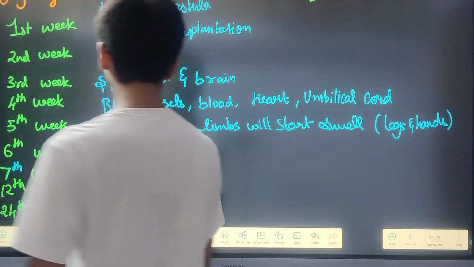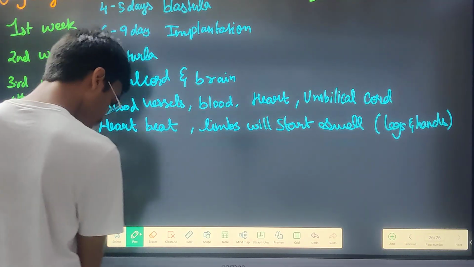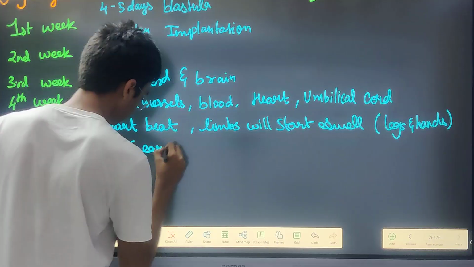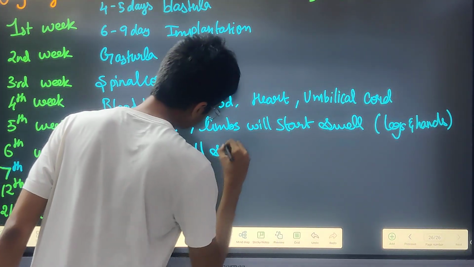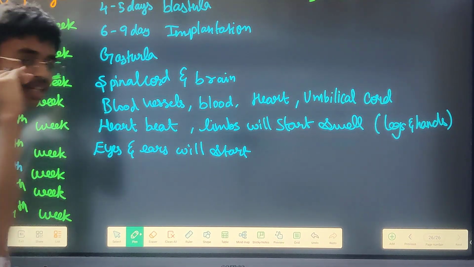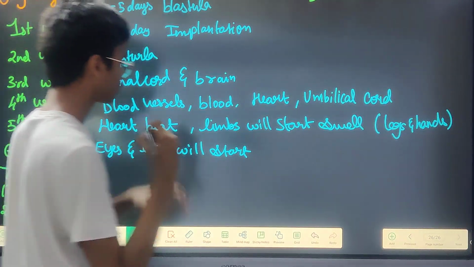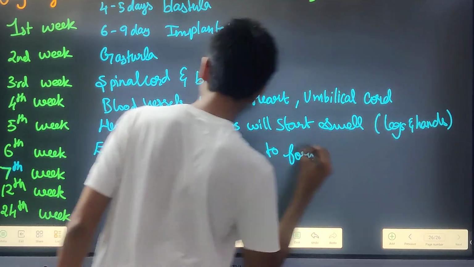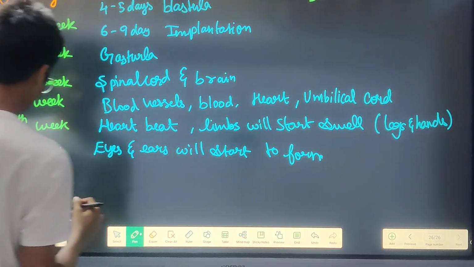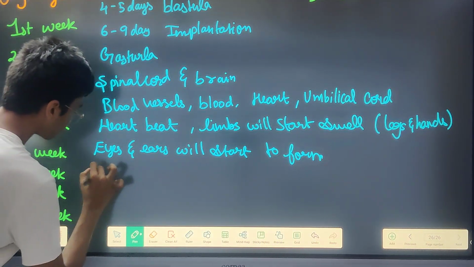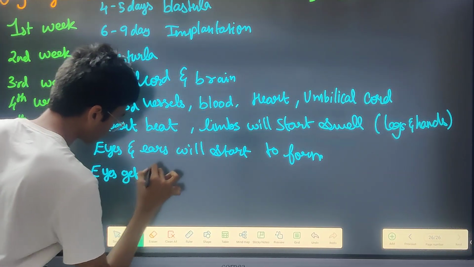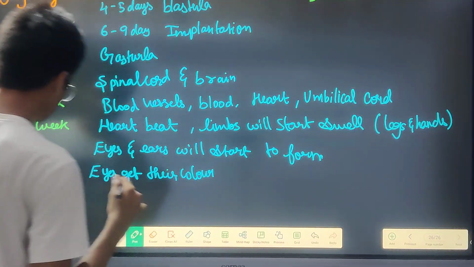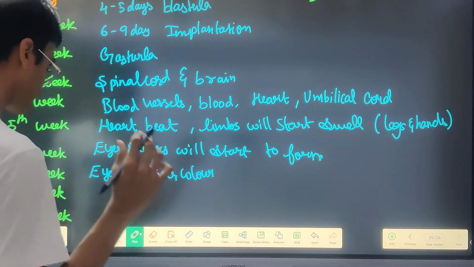Then in the 6th week, eyes and ears will start to form. Wherever I'm saying the word start, that means that is the point where they start. In the 6th week only they start to form. The 7th week is the place where eyes get their color.